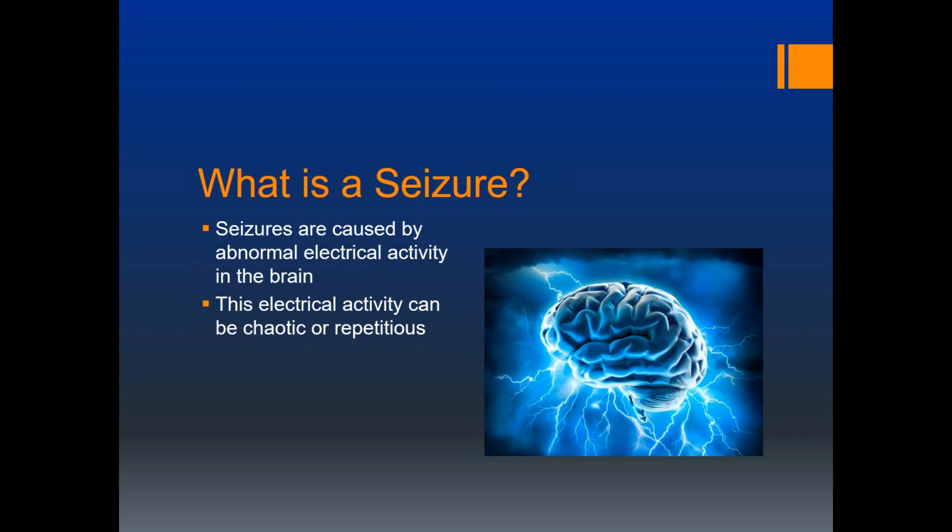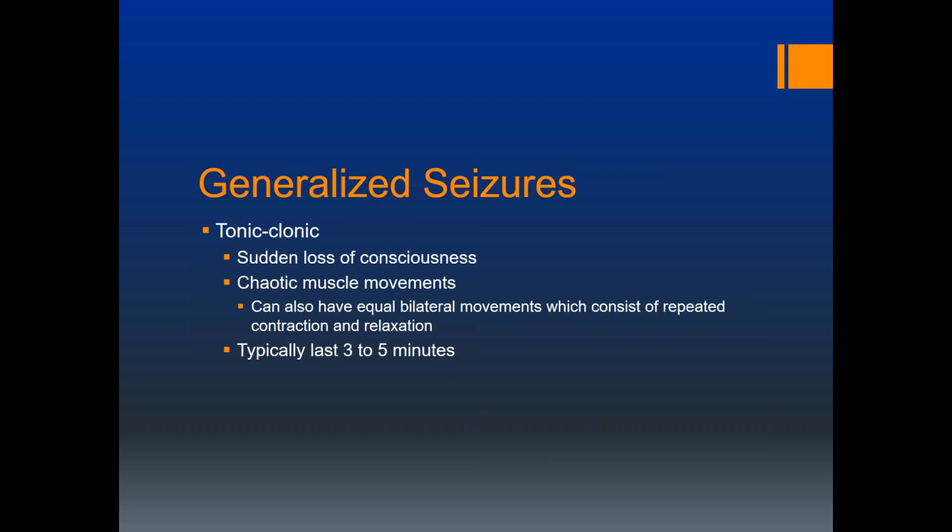It can cause everything from an absence seizure, where the patient just stands there and stares at the wall for a minute, to the great big chaotic tonic-clonic seizure that we think of when we think of a typical seizure patient. This tonic-clonic seizure is normally preceded by sudden loss of consciousness and these chaotic muscle movements. This patient is constantly contracting, relaxing, and twitching and flopping on the floor.